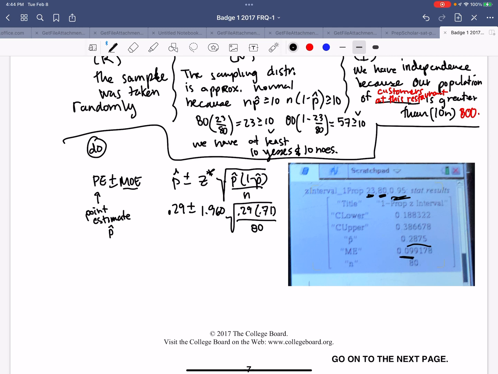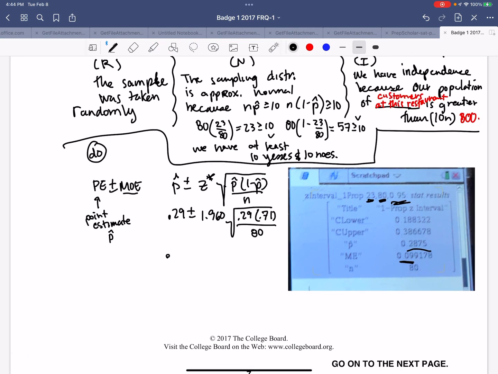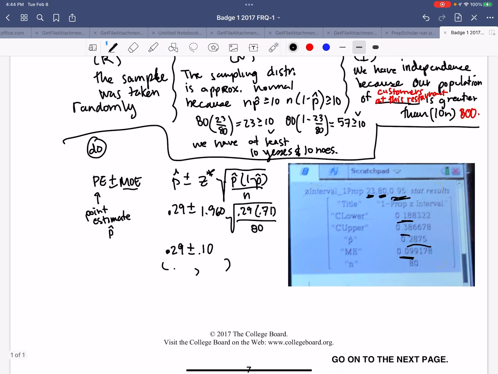So what is our margin of error here? Our point estimate is p-hat, right? Which is 0.29 plus or minus our margin of error, which is 0.10, if I round that up. All right, so our answer has to be 0.29, add 10% and then subtract 10%. So we know that our C lower and our C upper is right here. And that should round to 0.19 and 0.39. Notice that is the number 0.29 plus 0.10 and minus 0.10.